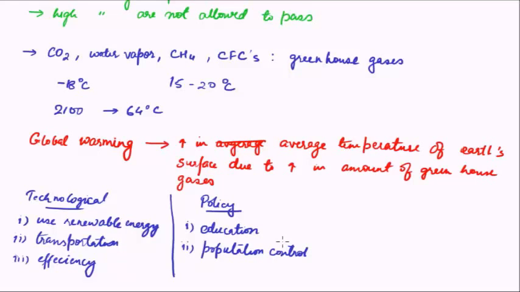It has a lot of repercussions, not only on global warming but on a lot of factors. So we need to make policies to control the population. We need to make policies to increase education.